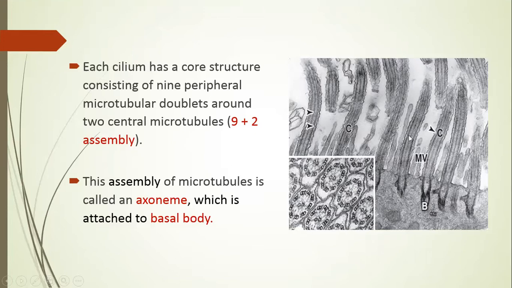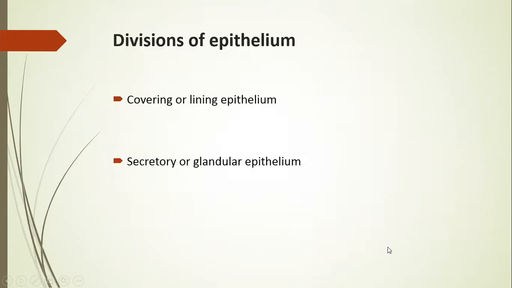C stands for cilia, and MV stands for microvilli. Now we have finished talking about the apical specializations.